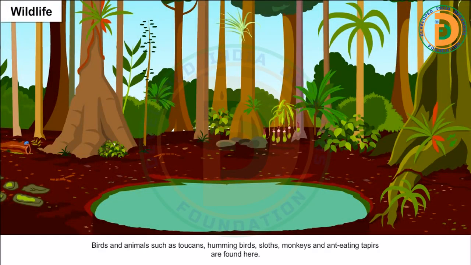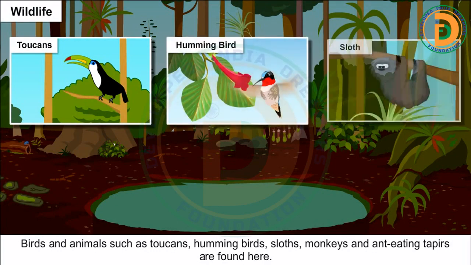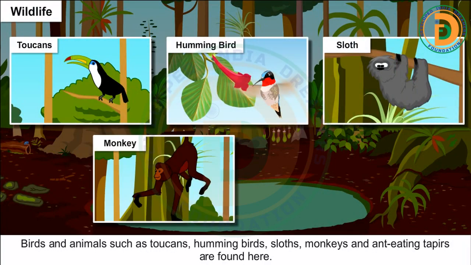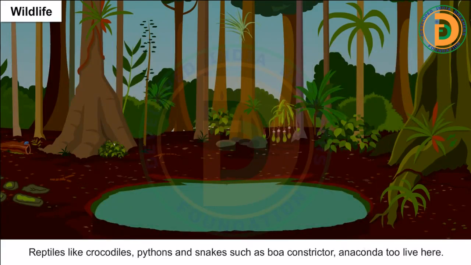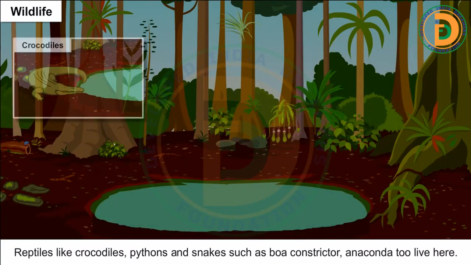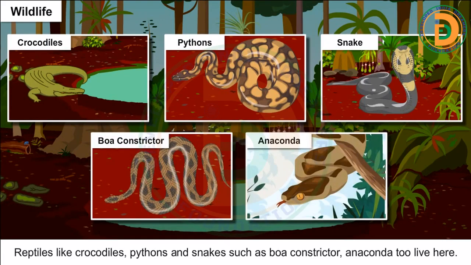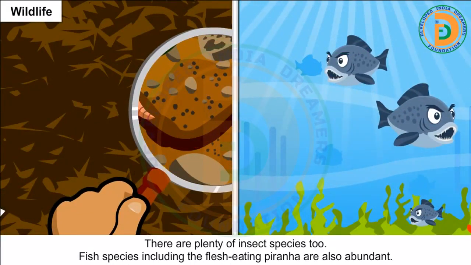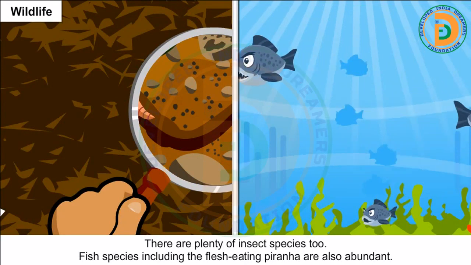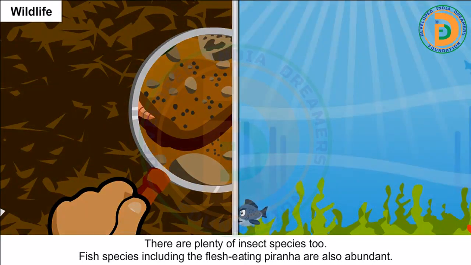Wildlife. Birds and animals such as toucans, hummingbirds, sloths, monkeys, and ant-eating tapirs are found here. Reptiles like crocodiles, pythons and snakes such as boa constrictor, anaconda too live here. There are plenty of insect species too. Fish species including the flesh-eating piranha are also abundant.